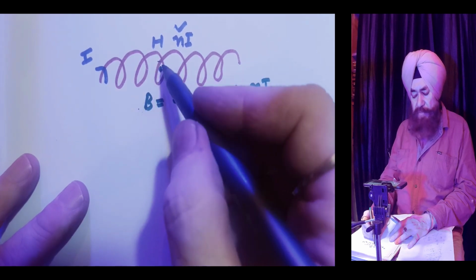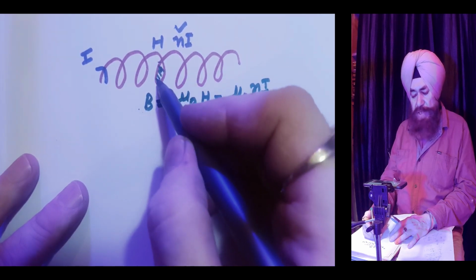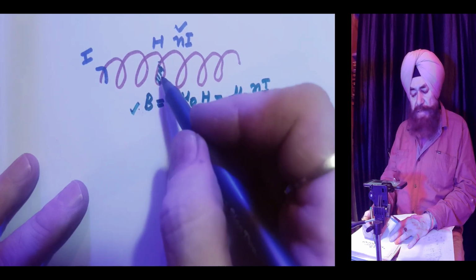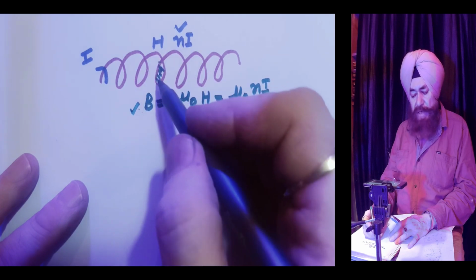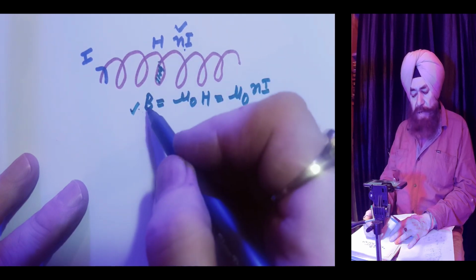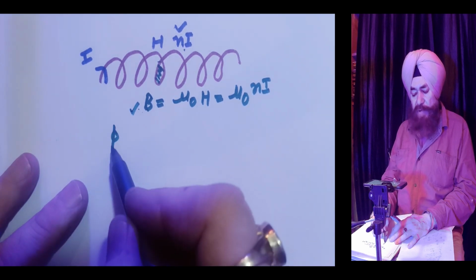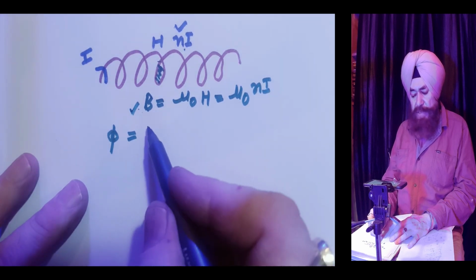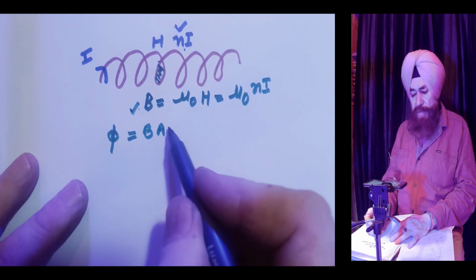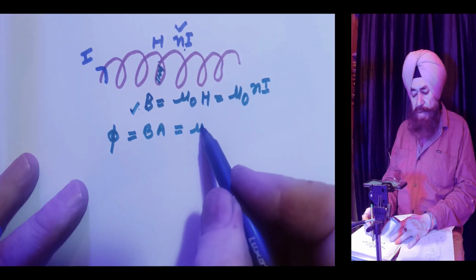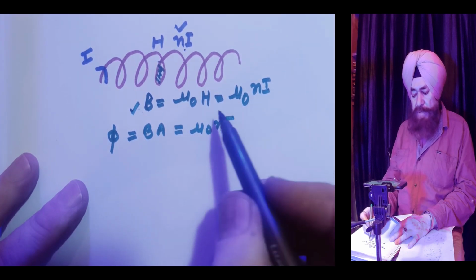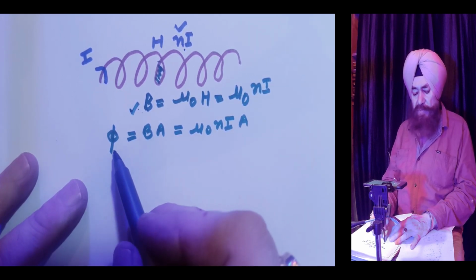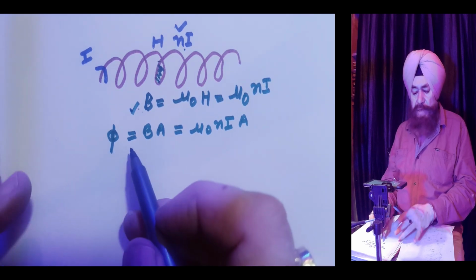Now if there is B, there will be flux with each turn which is linked. The magnetic field is there because of current, and because of the magnetic field there will be magnetic flux with each turn. Flux is B into A, so it equals mu naught N I times A. This is magnetic flux.